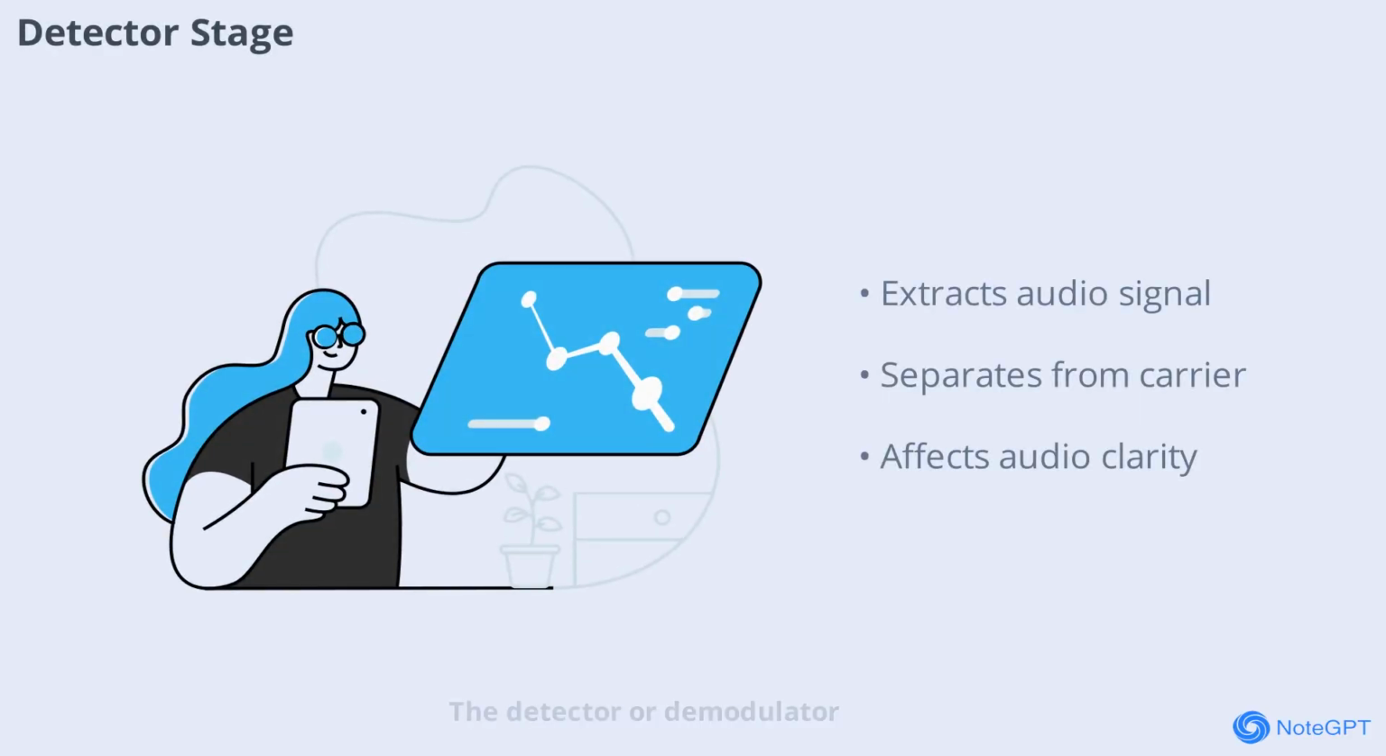The detector, or demodulator, extracts the audio signal from the intermediate frequency. This stage is where the actual information, such as music or speech, is separated from the carrier wave. The quality of the detector affects the clarity and fidelity of the final audio output.